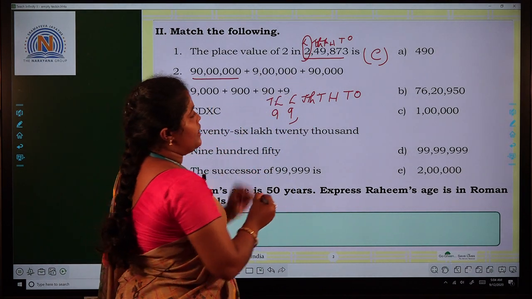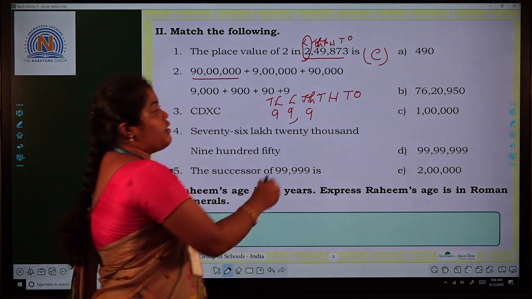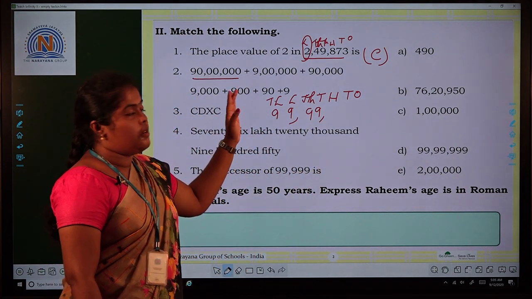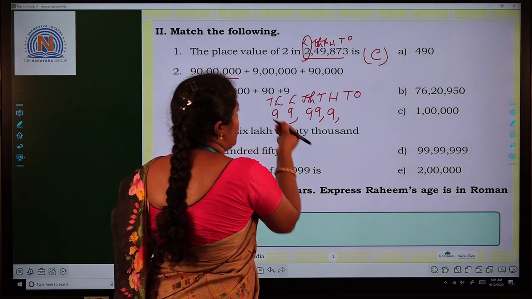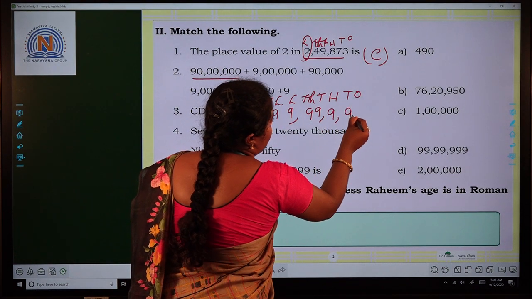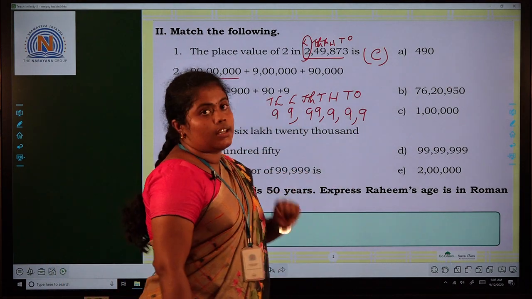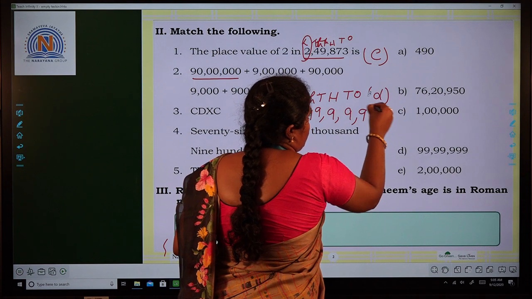After that, 90,000. It means 9 is in 10,000s place. Afterwards, 9,000. 9 is in thousands place. Next, they have given 900. It means 9 is in hundreds place. After that, 90. 9 tens, and 9 ones, 9. So where is that option? Here, D. If you want, you can do the matching also.